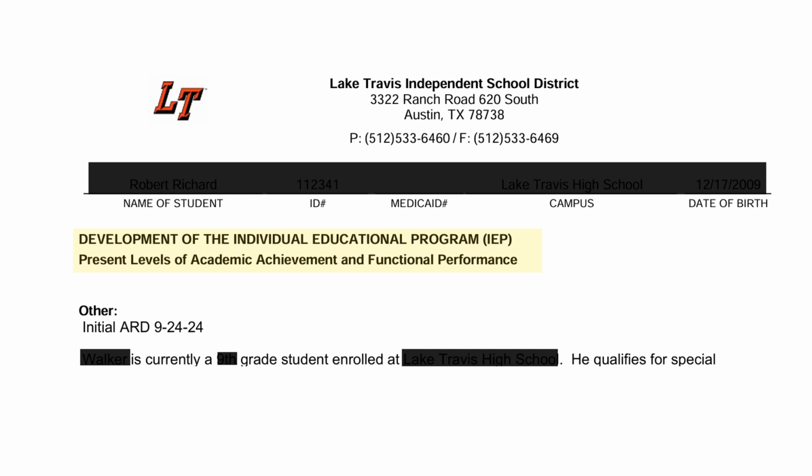Where do you find the PLAAFP? The PLAAFP is in the IEP document. It's usually found on the first or the second page of the IEP document. I've highlighted the headers here for you. Of course, the district will not have that highlighted for you, but for you to look for. PLAAFP stands for Present Levels of Academic Achievement and Functional Performance. And it's in every IEP. It's a very important element that is required.